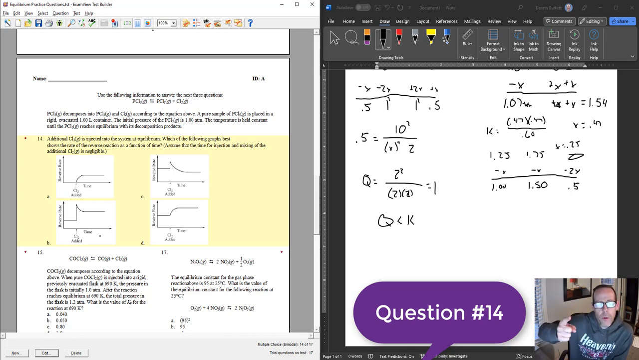So if I inject chlorine, some of that chlorine is going to go make PCl5. If I make too much PCl5, it's going to make some of the chlorine back, and we're going to reestablish equilibrium. So if I add chlorine, there's no way the chlorine will end up less than what it started at. It's always going to have a higher concentration or higher pressure than the initial concentration or pressure it had already established at equilibrium.